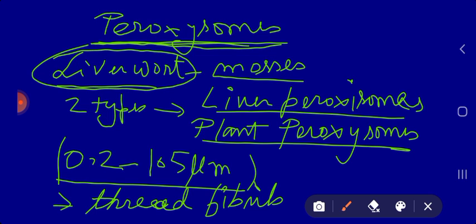while in others they contain an amorphous nucleoid or dense inner core. Just like we have seen in glyoxysomes, they have an inner core. In many species, the matrix shows a regular crystalloid structure.